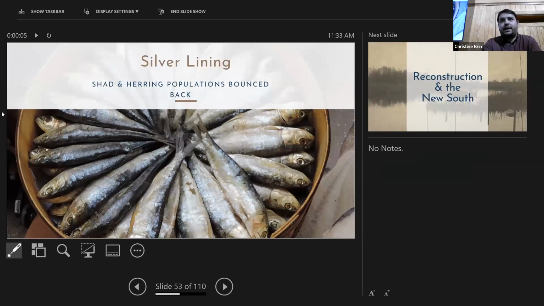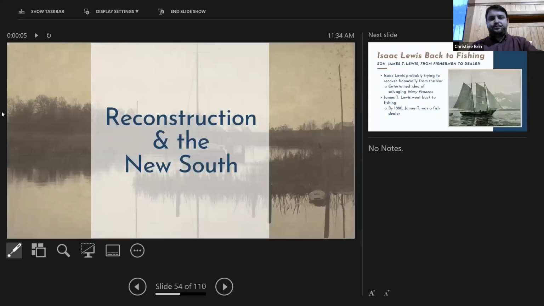There was a silver lining to the Civil War in North Carolina, and that is that the shad fishery that was going into a decline due to overfishing was given time to bounce back and recover and be sort of better than ever. Are there any questions before we jump into Reconstruction?